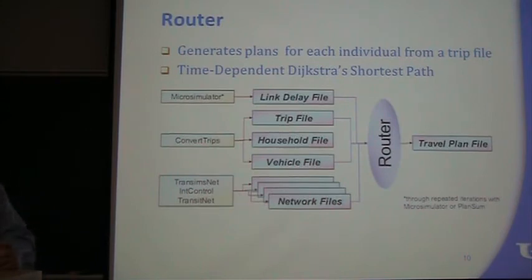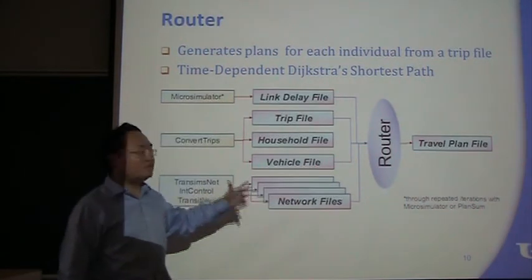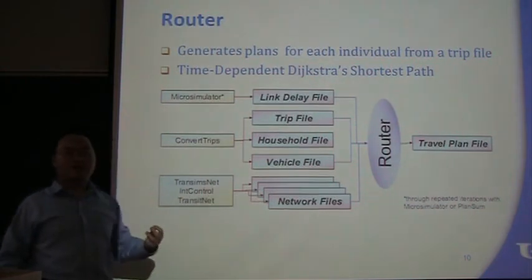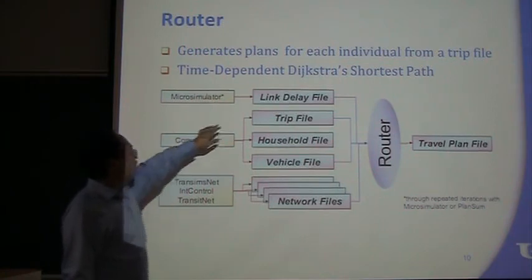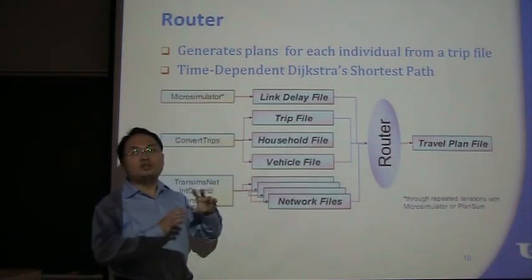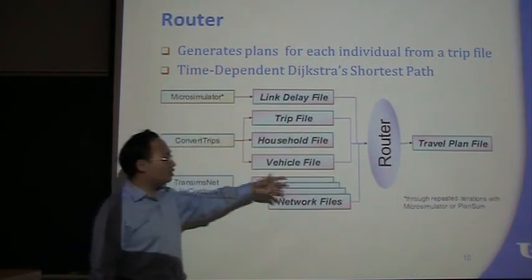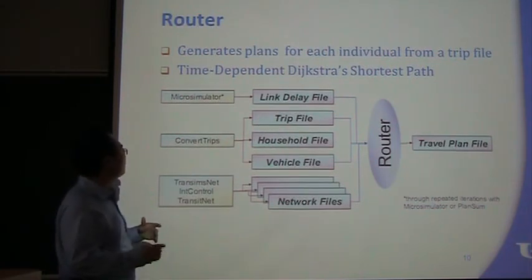The second tool I'm going to introduce is router. Router is the dynamic traffic assignment tool in transims. The tool itself is very easy. It's very simple. It's just using time-dependent Dijkstra's shortest path. And it can take several inputs, including link delay. Link delay means the travel time on each link, which can be produced by macro simulator or another tool that we will introduce later, which is using formulas, VDF.